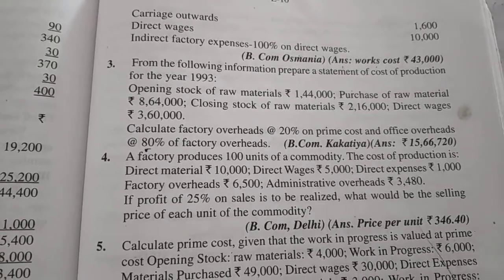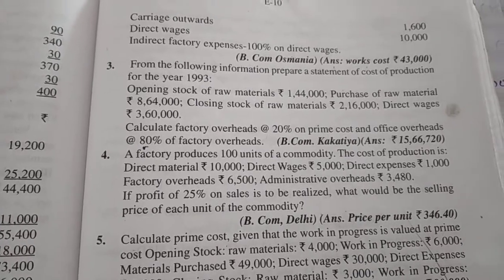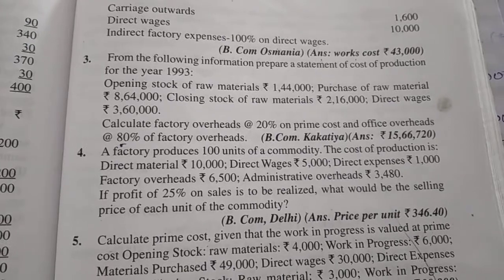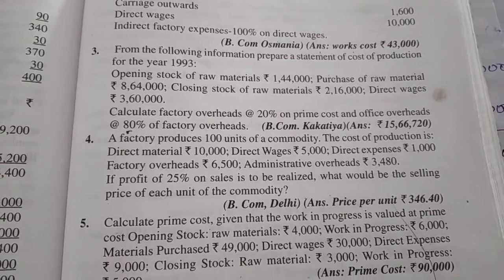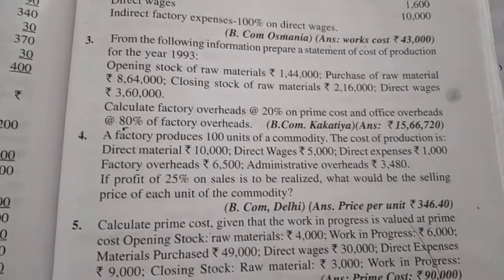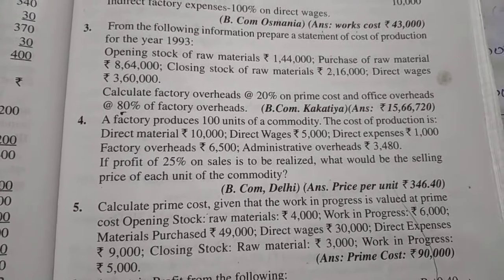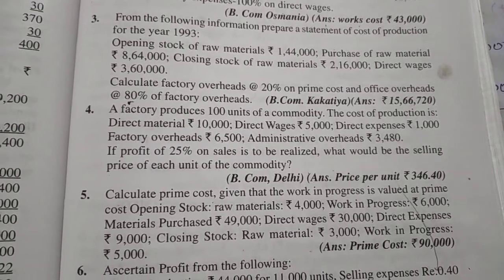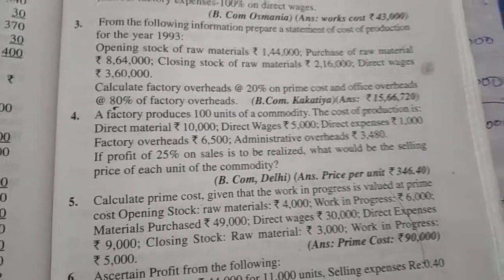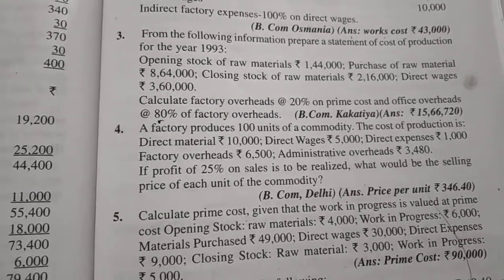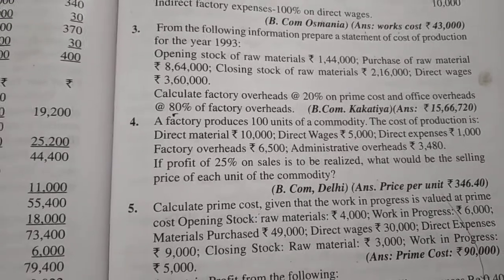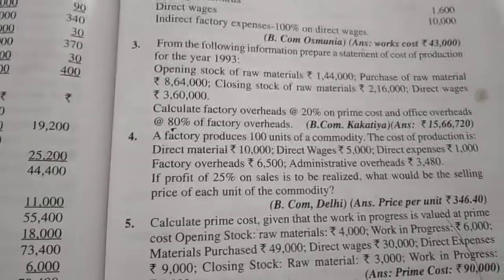Opening stock of raw material 1,44,000, purchase of raw material 8,64,000, closing stock of raw material 2,16,000, direct wages 3,60,000. Calculate factory overheads at 20% on prime cost and office overheads at 80% on factory overhead. So finally, what we have to do is prepare a cost sheet, till cost of production.